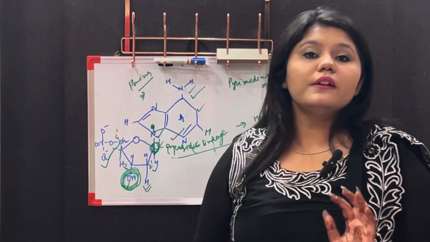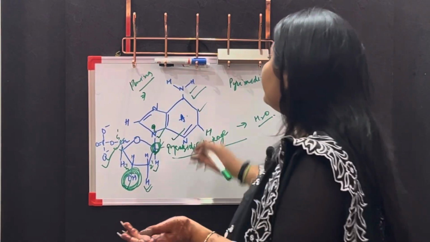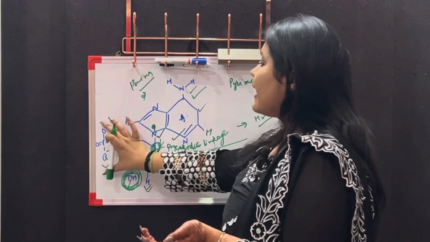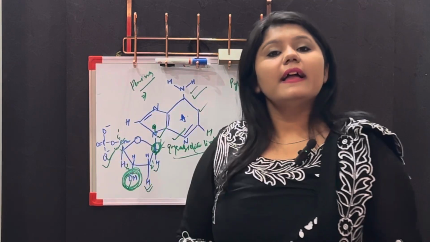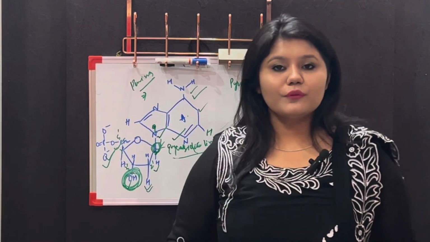Okay, so this is how our nucleotide structure is formed. We have the base, the sugar, and the phosphate group. The base and sugar are joined by the glycosidic linkage, and the sugar and phosphate by the ester linkage. So we are done with the structure of nucleotides.